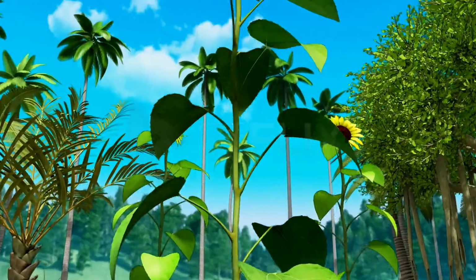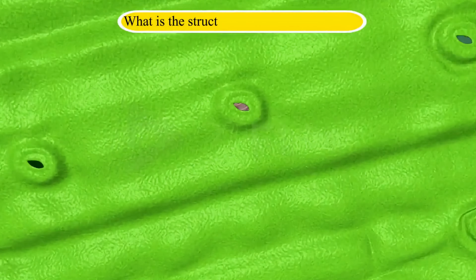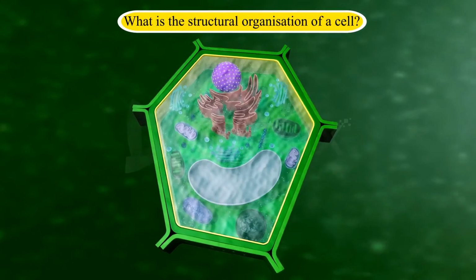Objective: to study what a cell is made up of and what the structural organization of a cell is. A cell is made up of components called cell organelles. Cells are capable of living and performing their respective functions due to the presence of these cell organelles.